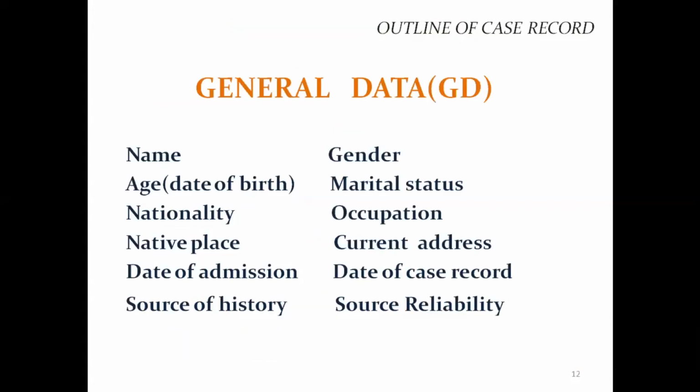So what is journal data? We will not be spending too much time on this section because you have already studied this. In journal data, you have to write name, age, nationality, and the place where he lived, native place, date of admission, source of history, marital status, occupation, current address, date of case record, and source reliability. So these all are in the journal data.